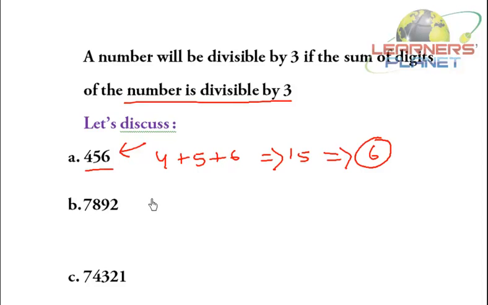Similarly, in this case, 7 plus 8 plus 9 plus 2. We can even shorten the method by leaving out the digits which are already divisible by 3. Here 9 we should not add. It's not necessary to add. If we do add it, it doesn't make much difference. But since 9 is already divisible by 3, it's not necessary to take it into the calculation. Similarly, 7 plus 2 is 9, which is further divisible by 3. So we are left with 8. 8 is not divisible by 3, hence 7892 will not be divisible by 3.